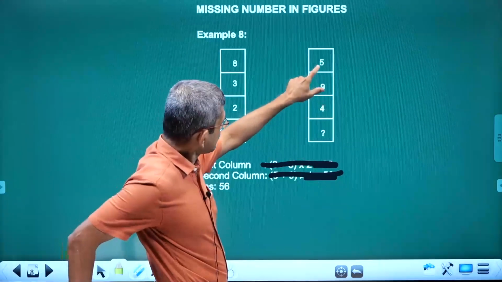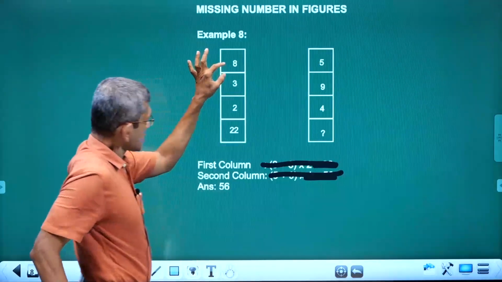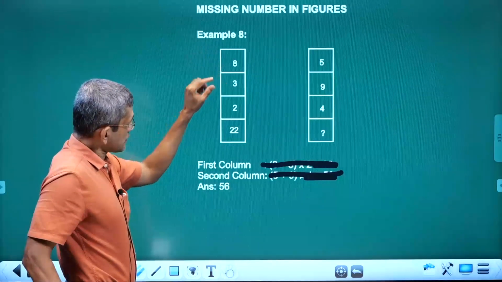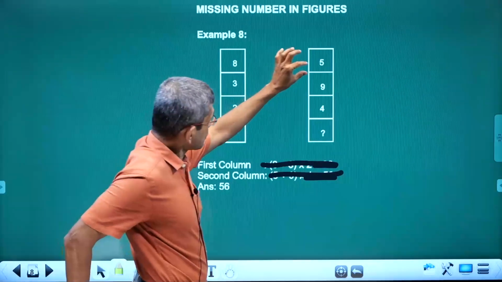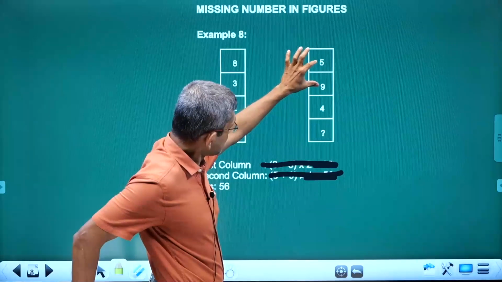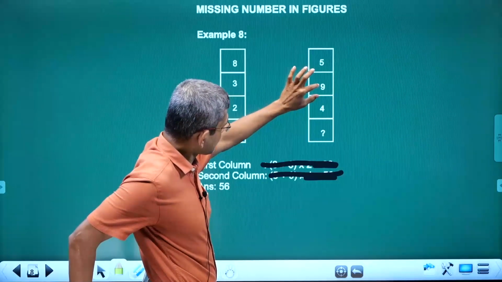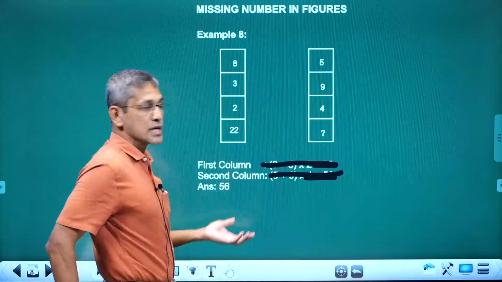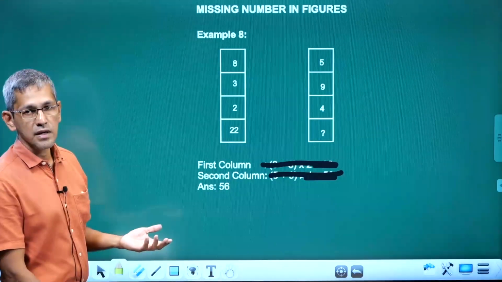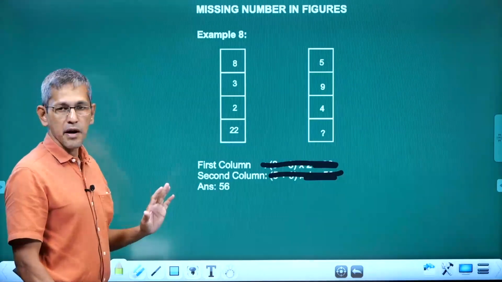And how about that case, what would be the answer here? 5 and 9. So if you apply the same pattern, 8 into 3, 24, minus 2 is 22. So 5 into 9, 45. 45 minus 4, 41. If you have 41 among the answer choices, that would be perfectly all right.